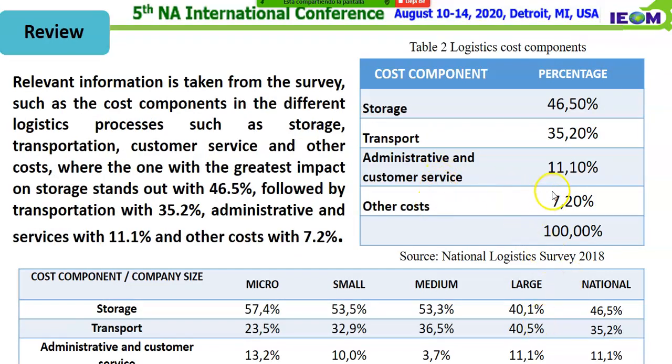For this, in Colombia, the different qualifications and indices are: storage 46.5%, transport 35.2%, administrative and customer service 11.1%, and other costs 7.2%. This is more specific, but I continue.